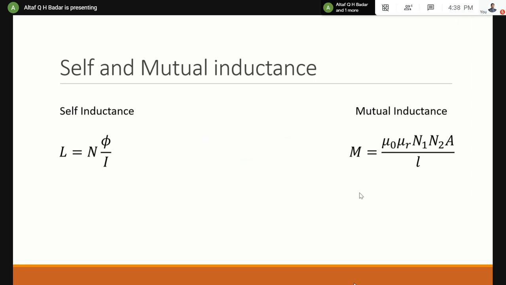Then when we go for mutual inductance, it is given by mu, which is a product of mu 0 and mu r, multiplied by the number of turns of both the coils, and A and L have their usual meaning that you know. A stands for the cross-sectional area, given usually in meters square, and L is the length of the coil, given in meters.